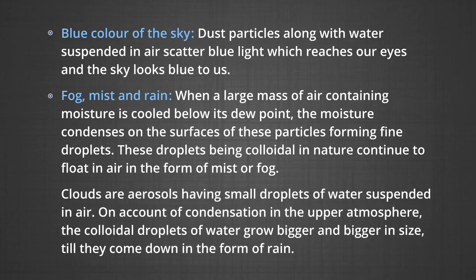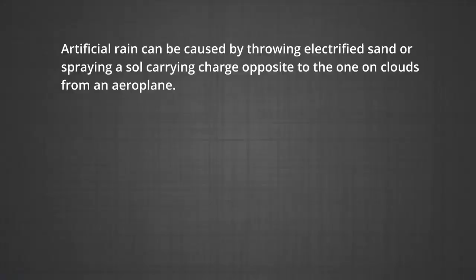These droplets being colloidal in nature continue to float in air in the form of mist or fog. Clouds are aerosols having small droplets of water suspended in air. On account of condensation in the upper atmosphere, the colloidal droplets of water grow bigger and bigger in size till they come down in the form of rain. Sometimes the rainfall occurs when two oppositely charged clouds meet. It is possible to cause artificial rain by throwing electrified sand or spraying a sol carrying the charge opposite to the one on the clouds from an aeroplane.